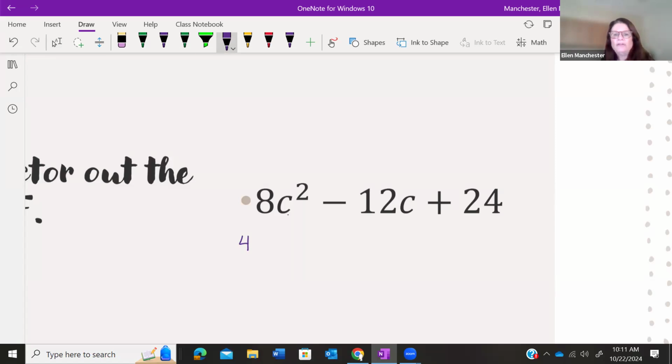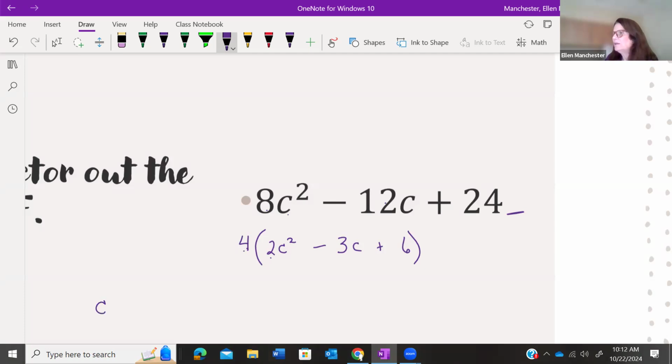Notice there's c squared, c, but no c here. So you can't take a c out. It has to be in every single term. Okay, so now let's do this visually. 8 divided by 4 is 2, and then the c squared follows along. 12 divided by 4 is 3, and the c comes along. And then 24 divided by 4 is 6. And then double check, 2, 3, and 6, there's not a common factor. So we know we've factored out the greatest common factor.